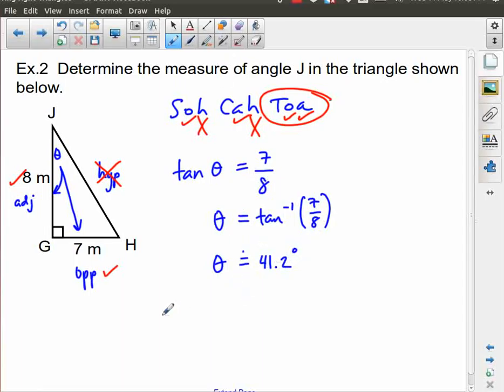And if you wanted to, since it actually specifically asks for the angle J, you might therefore say, therefore, angle J is 41.2 degrees.